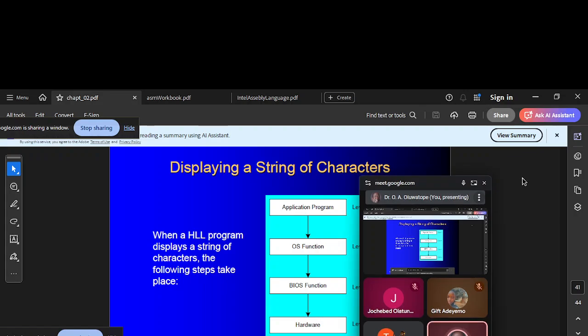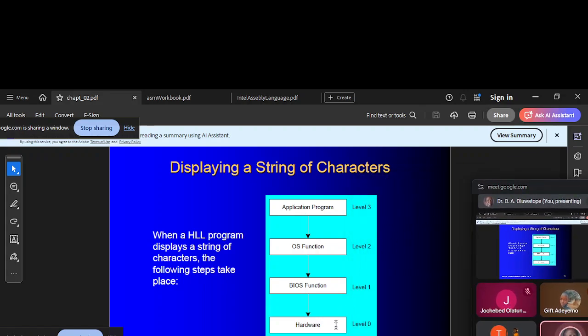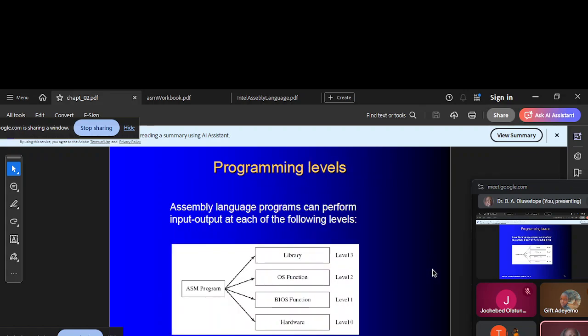Okay, so you can see here's a diagram to show the hardware is the lowest level, level zero. On top of that is the basic input output function. Built on that is the operating system function and then the application program. So this is the stack of the levels in a typical microcomputer.